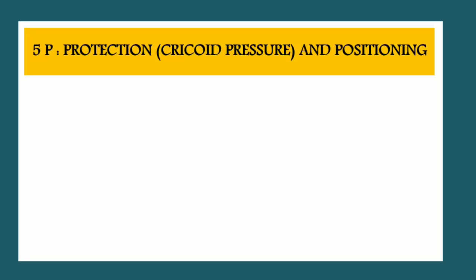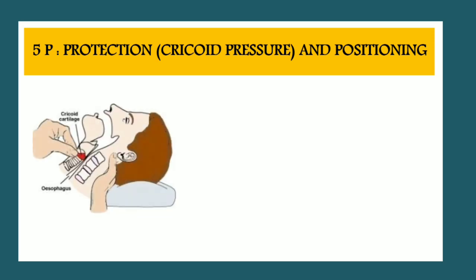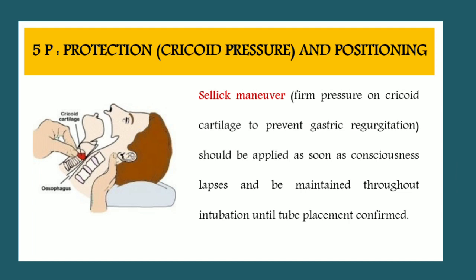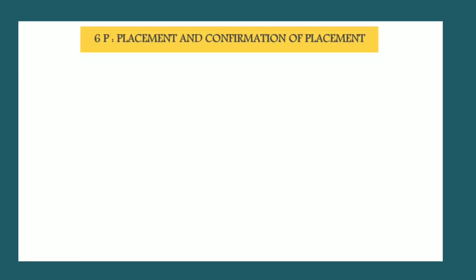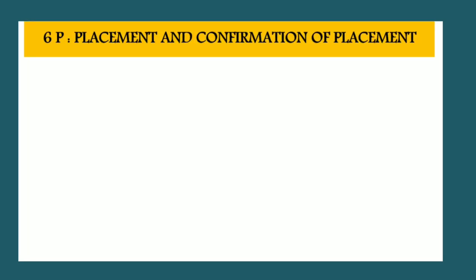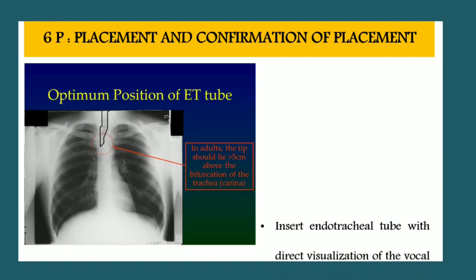The fifth P is protection, cricoid pressure and positioning. So, cricoid pressure is also called the Sellick maneuver, that is firm pressure on the cricoid cartilage to prevent gastric regurgitation. It should be applied as soon as consciousness lapses and it is to be maintained throughout intubation until tube placement is confirmed.